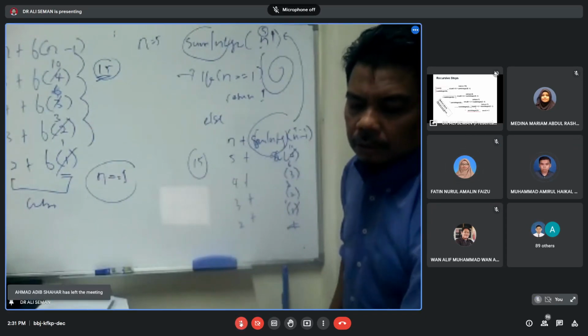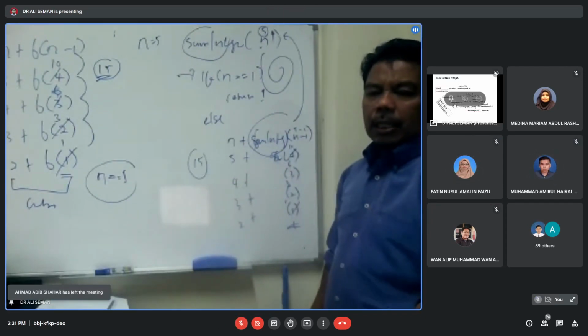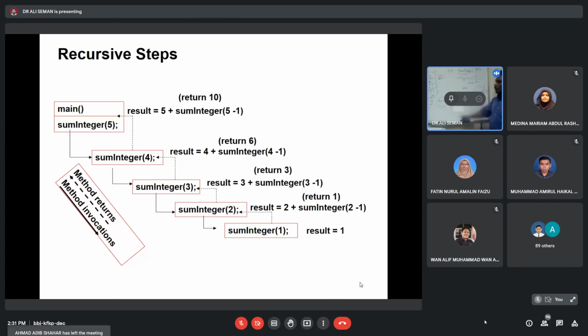No, sir. Okay. So this diagram is basically the same thing as what I wrote just now. The same thing. So main is some integer 5, reduced to 4, 3, 2, 1. 1 will stop because of the base case. Then the result is 1 plus 1, and after that return 2 plus 1, and 2 plus 1 returns 3, and so on, until it returns 3, 6, 10, and 10 plus 5, 15. So the same thing. Okay, clear?